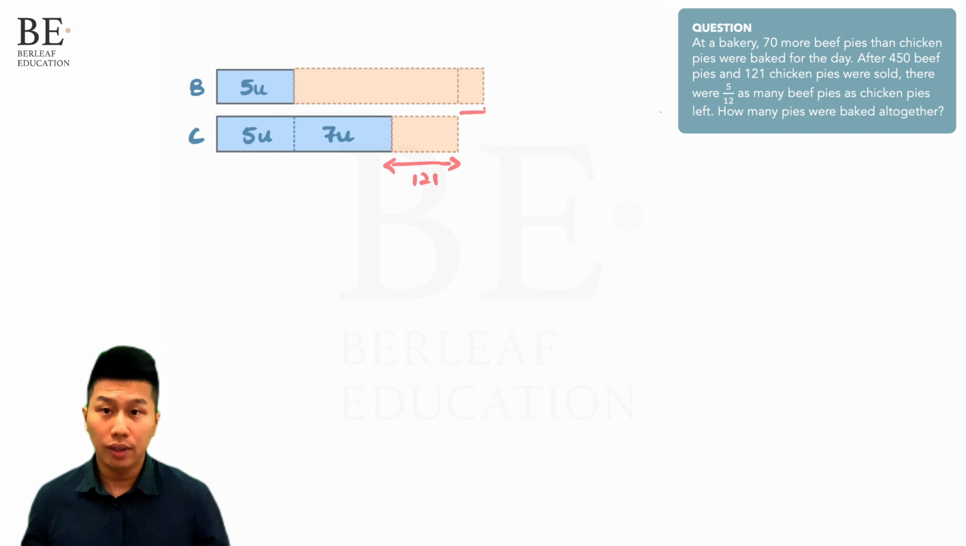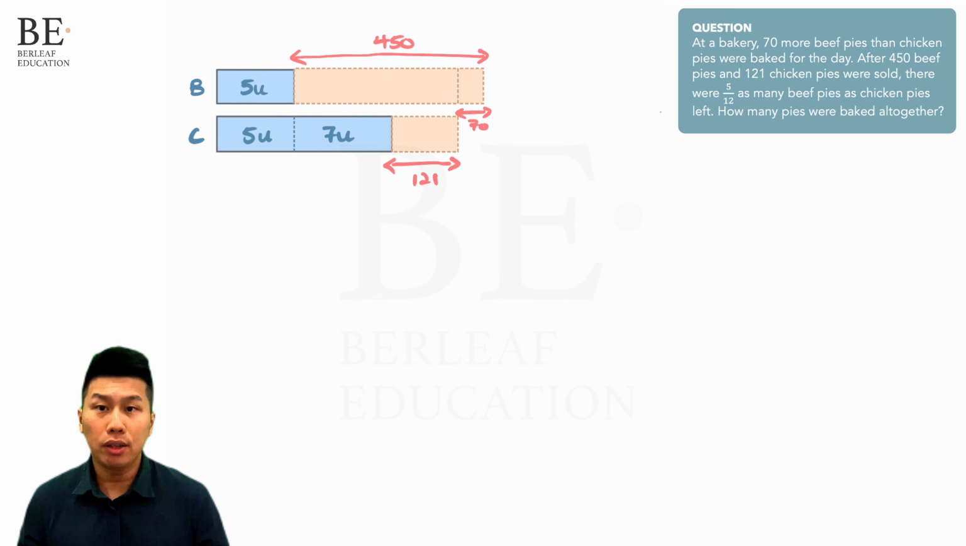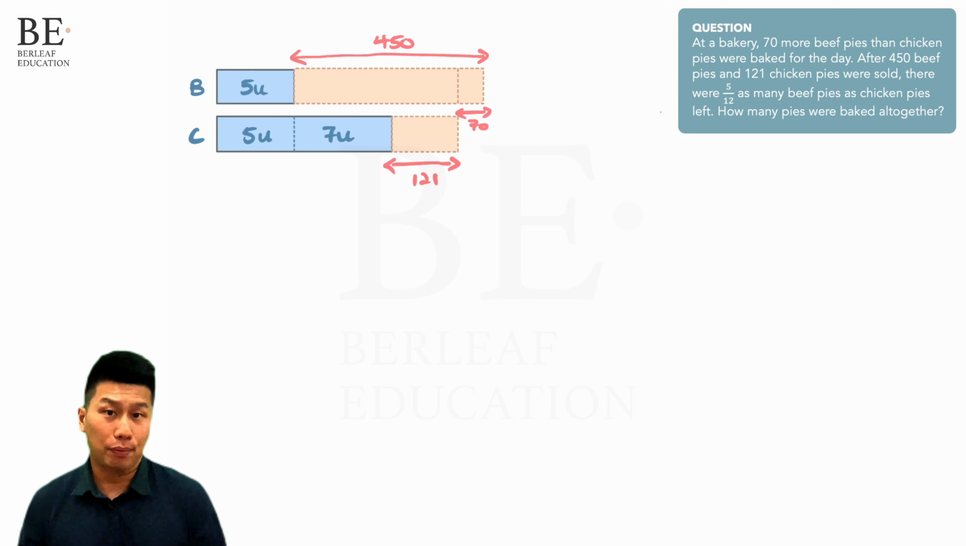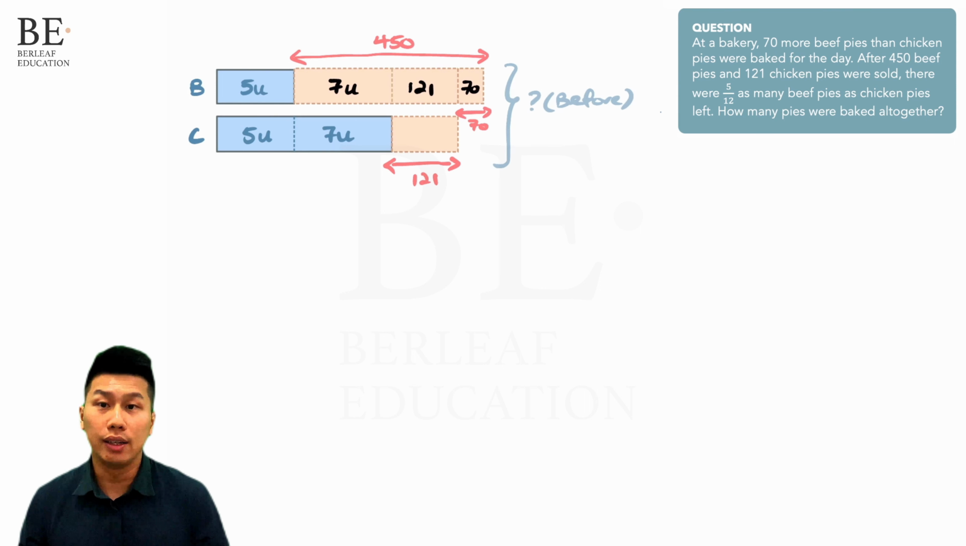And let's fill in the details. Now, this portion is 70 and this whole portion is 450. Now, similar to what we have done earlier, it's helpful to map out these equal size portions, which will help enhance our understanding and facilitate problem solving. Now let me put it up for you to have a clearer picture. We can map across here. This is 7 units and here is 121 and this is 70. Also, don't forget to insert a question mark in the model to represent our goal of finding the initial total number of pies baked.